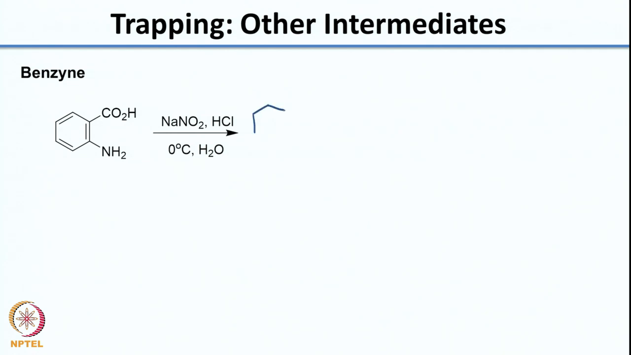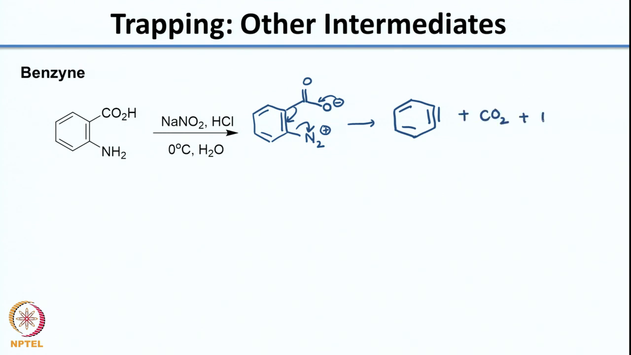Hopefully you have gotten the answer right. So you will generate the diazonium salt. Now once you generate this zwitterionic intermediate, you can then imagine these electrons coming in and forming the benzyne. And once you form the benzyne, you would need to figure out a way to trap the benzyne.